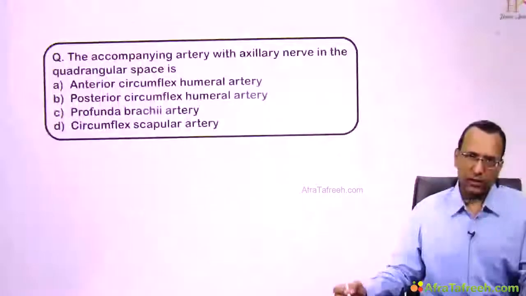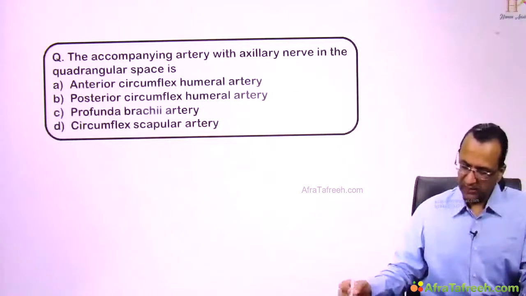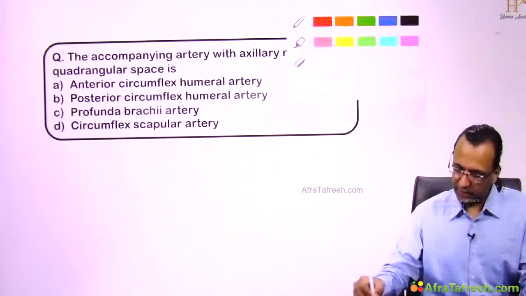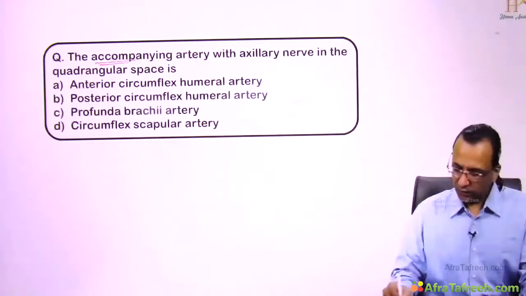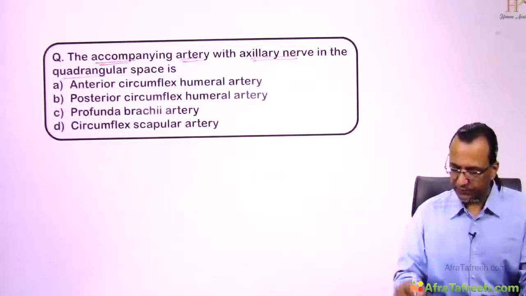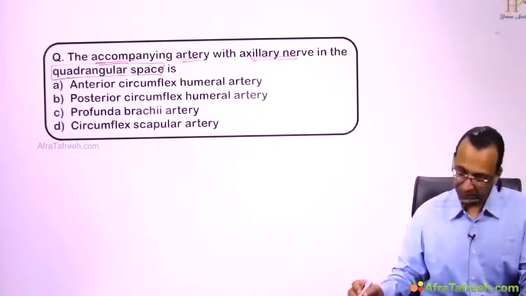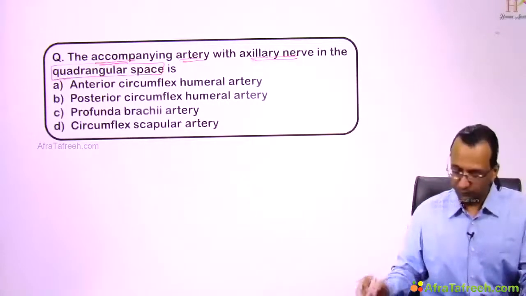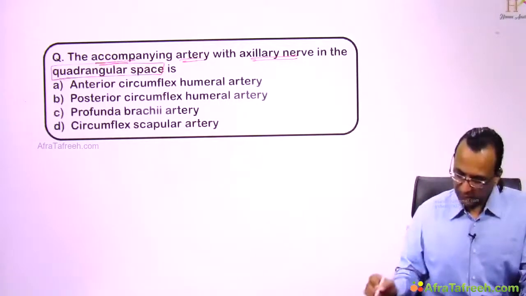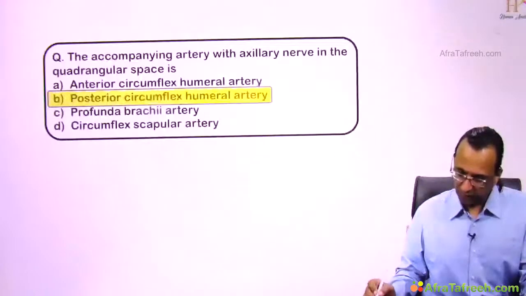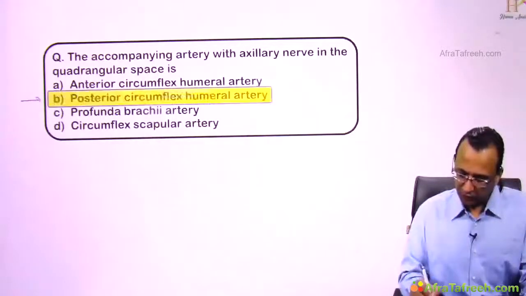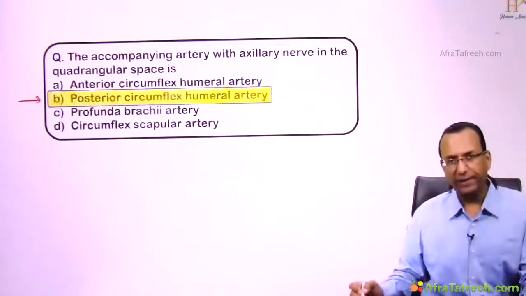Yes. Let us look at this question, which is asking about the accompanying artery with the axillary nerve in the quadrangular space. We have just seen the diagram, and you can immediately answer that it should be the posterior circumflex humeral artery along with the axillary nerve in the quadrangular space.